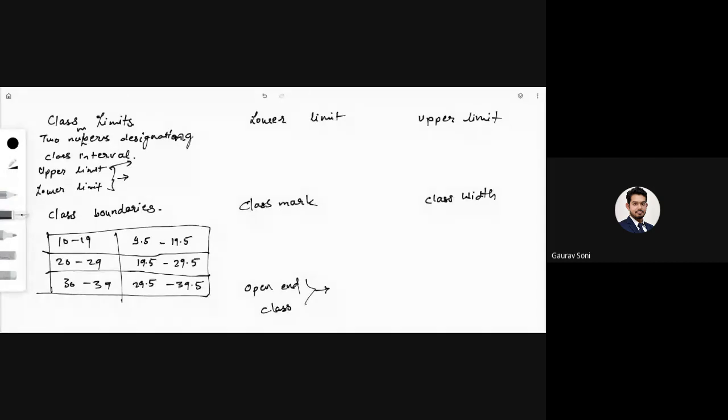Anyone, class mark? Now it is easy. The middle value of the class. How do you get that? Can you tell me the formula? Add the lower and the upper limit and divide by 2. Lower limit plus upper limit divided by 2. This is called the class mark.